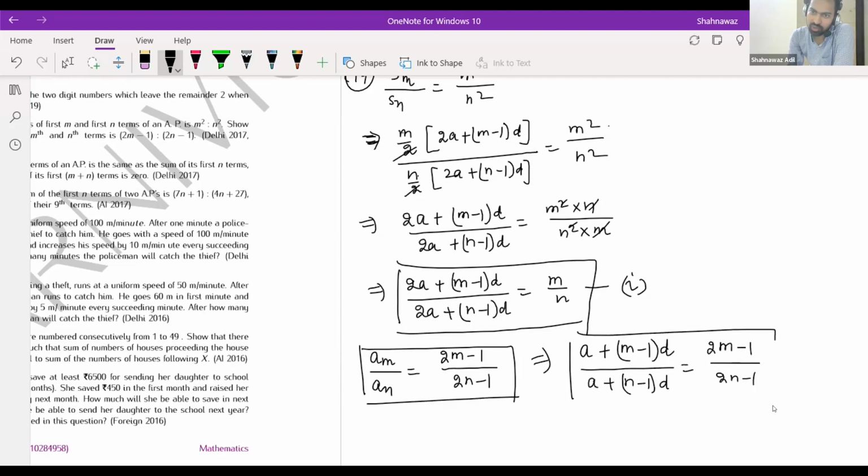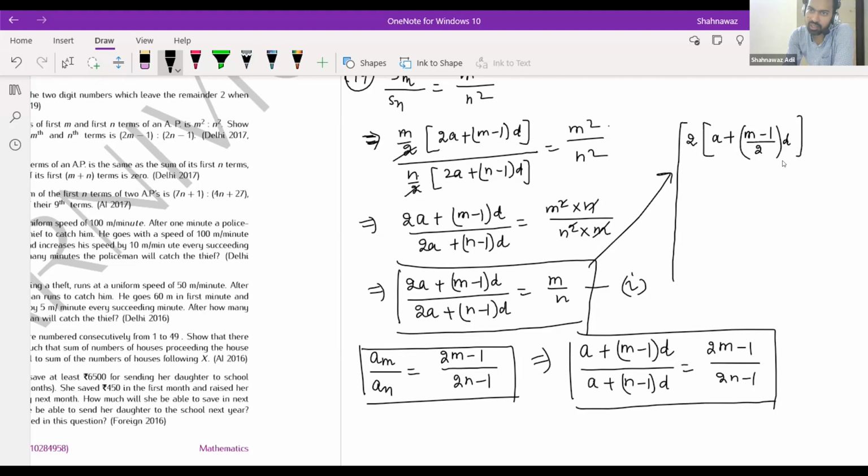So you see, to compare this, we have to get rid of this term. So what we will do is take 2 common from here. If we take 2 common, this would be a plus m minus 1 by 2 into d, and then this would be, taking 2 common, a plus n minus 1 by 2 into d.